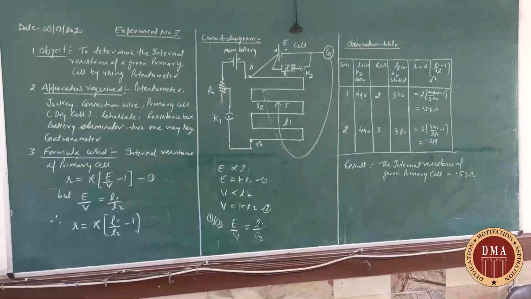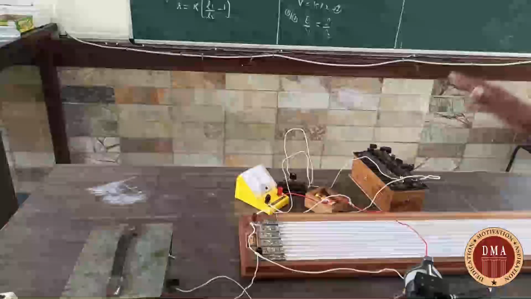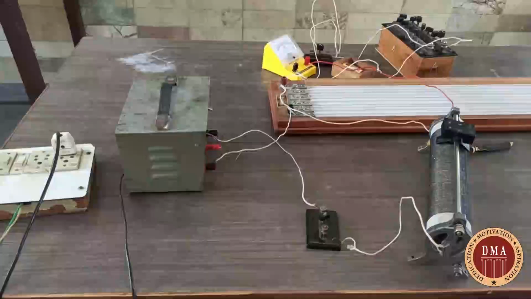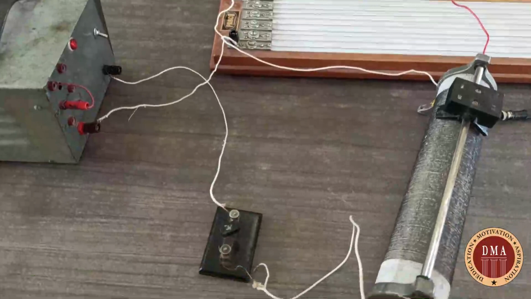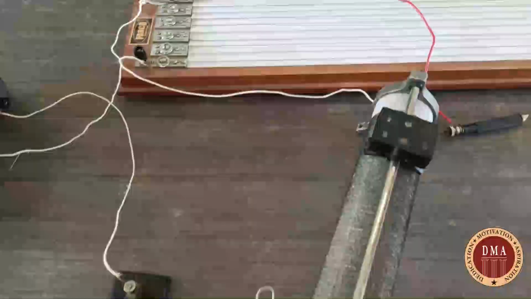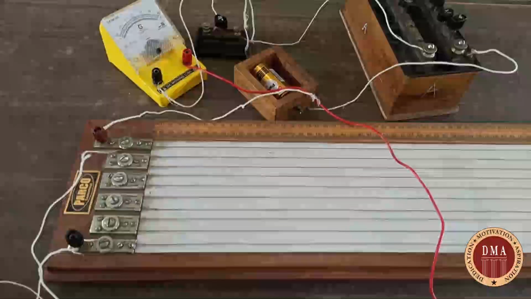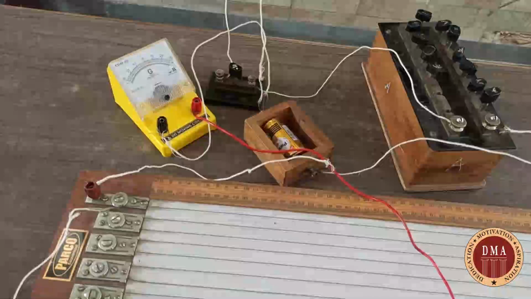So this one is the internal resistance of this dry cell. We are measuring it by the help of the potentiometer. Another experiment of the potentiometer in your syllabus is to compare the EMF of two primary cells by using a potentiometer. We will explain that next term, that will be experiment number 4.